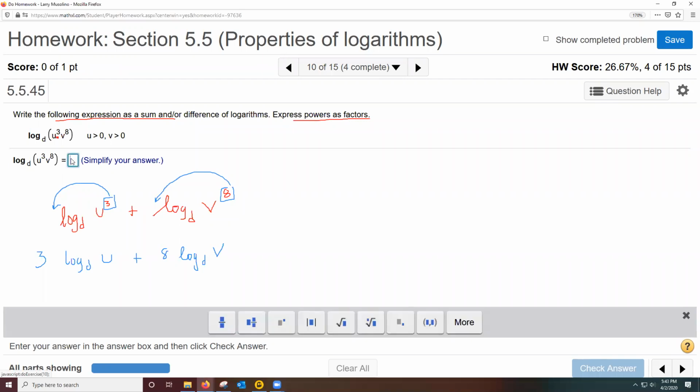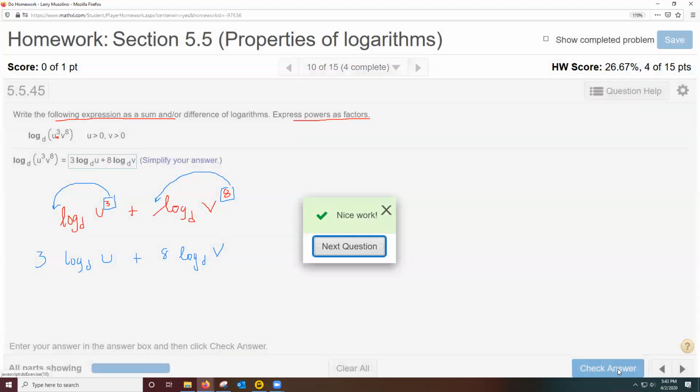All right, now when I click here, I have to be able to put the base as a subscript. So notice here is a subscript icon that I can use. So I can write this as log to the base d. I forgot to put a 3 in front, so let me type a 3 in the front here. 3 log to the base d of u plus 8 log to the base d, and I'll use the subscript icon here to put the base d and then the letter v. So that should be the answer on that one.